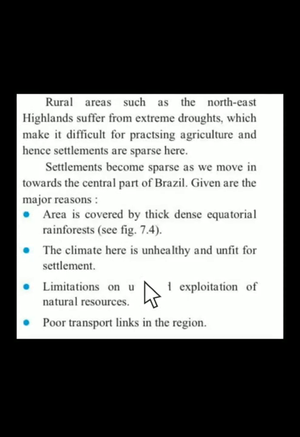Next, rural areas such as the northeastern highlands suffer from extreme droughts. While teaching the lesson on climate, I had told you that the highland areas suffer from droughts. What do you mean by droughts? Droughts are nothing but an acute shortage of water. So they have an extreme shortage of water. Due to the shortage of water, they cannot have agriculture. If there is no agriculture, they have no other occupations. Therefore, the settlements over there are very sparse.